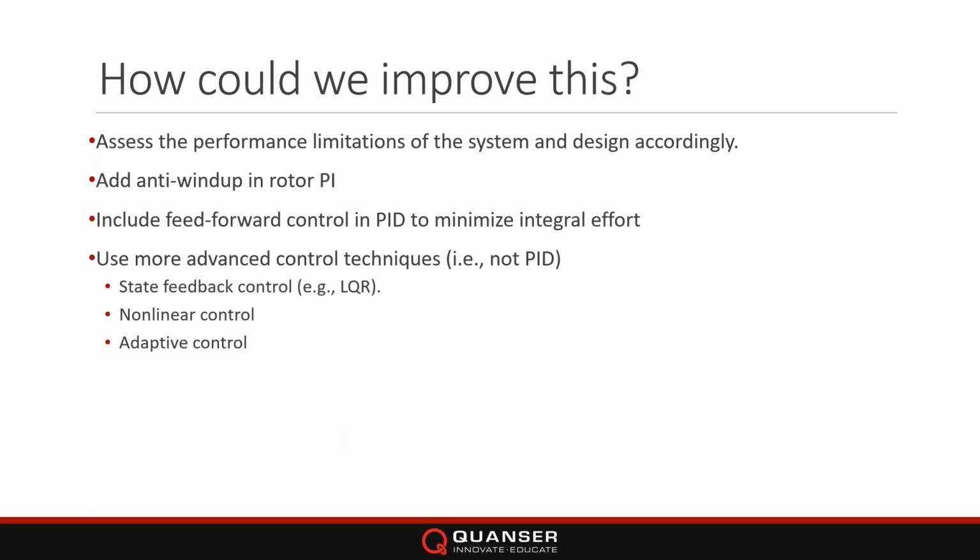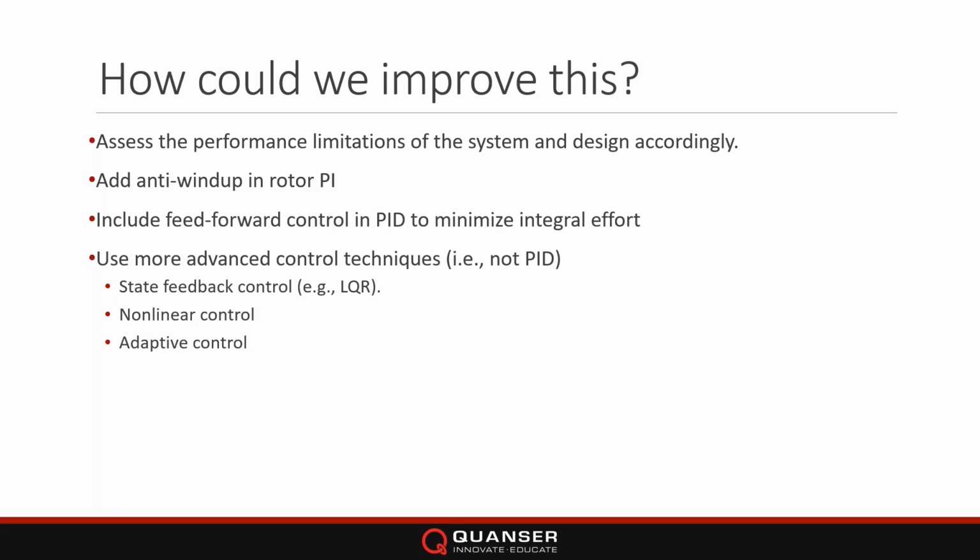We could go and assess the performance limitations and design the gains that way. Design our design constraints that way. We could try doing the anti-windup for the inner PI control loop. Maybe even try including a feed forward, which will decrease the amount of effort that the integral does to minimize the windup, minimize the dependency on the integrator term.